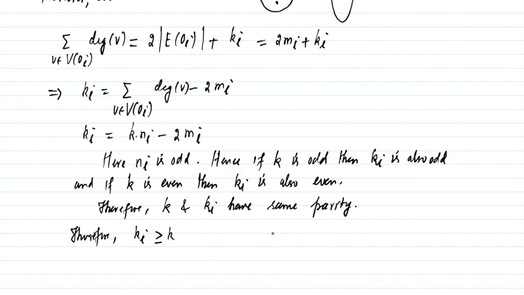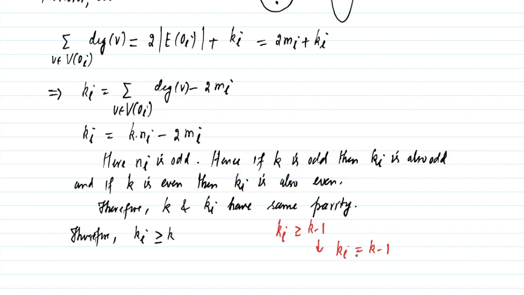So what is the reason for this? We already have ki is greater than or equal to k minus 1. Now the question is, is it possible that ki is equal to k minus 1? If ki is equal to k minus 1, and if ki is odd, then k minus 1 is odd, so therefore k must be even. But since ki and k have the same parity, if ki is odd, then k has to be odd. And odd equal to odd minus 1 is not possible.